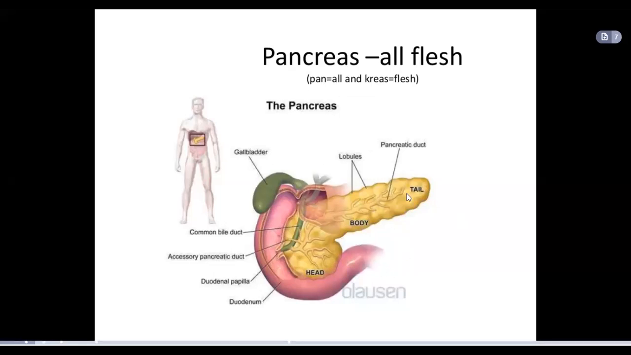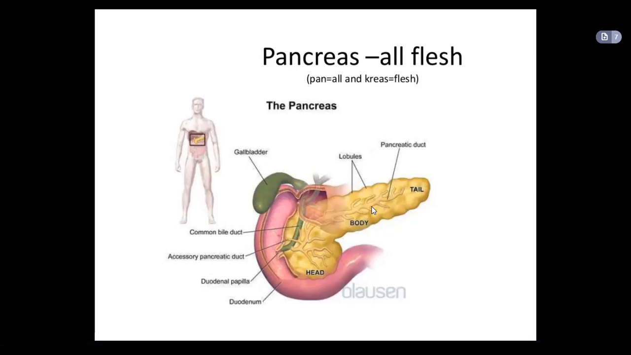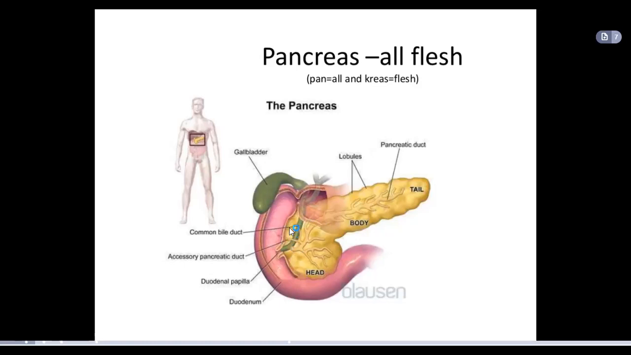It is a large gland present close to the duodenum and the stomach. It is soft and lobulated, and it has both endocrine and exocrine function. It is a mixed gland containing both exocrine and endocrine portions. This gland extends from the duodenum up to the spleen.